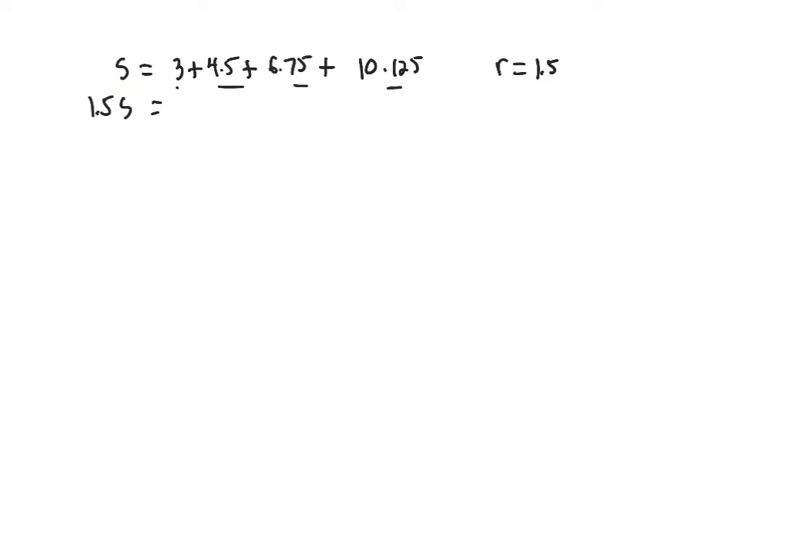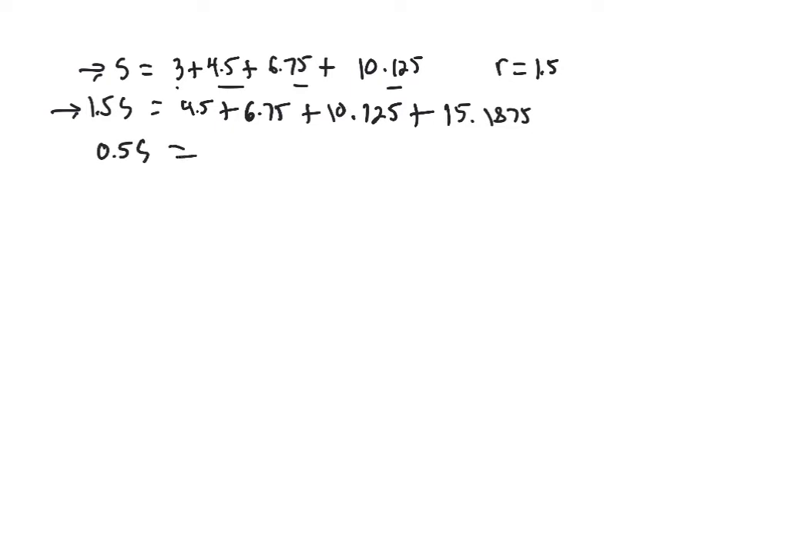of these terms here, which is going to give us 4.5 plus 6.75 plus 10.125 plus 15.1875. And then we're going to subtract 1.5s minus s. So on the left side, we get 0.5s.